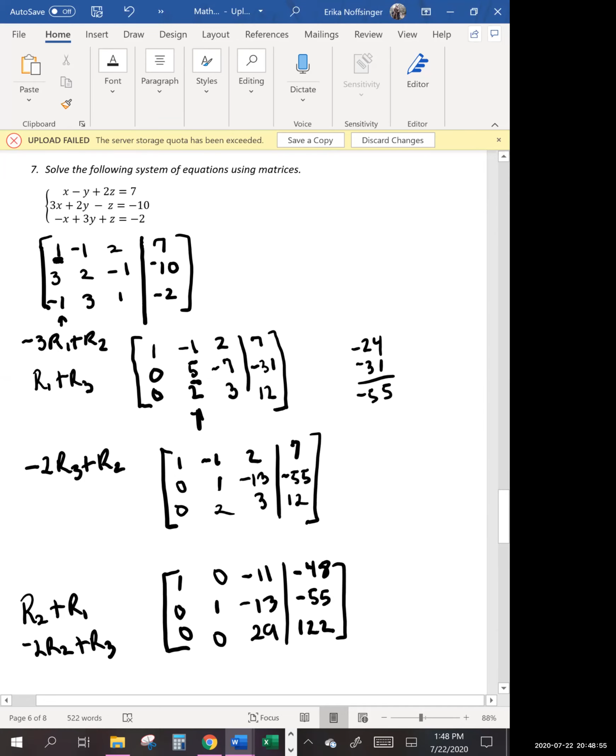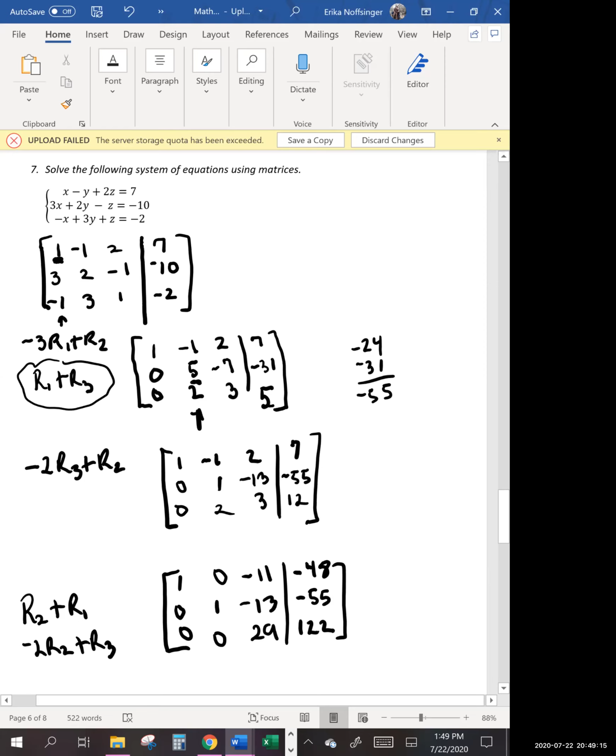I think I found it. Did you, Trinity? Where is it at? I think it's R1 plus R3. The 12, it should be 5 because you're adding 7 plus -2. Okay. Right. Yep. There it is. So this is 5. So we're going to go back and we're going to change a couple of entries.